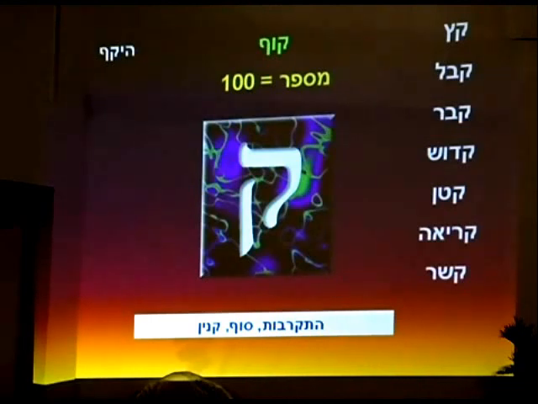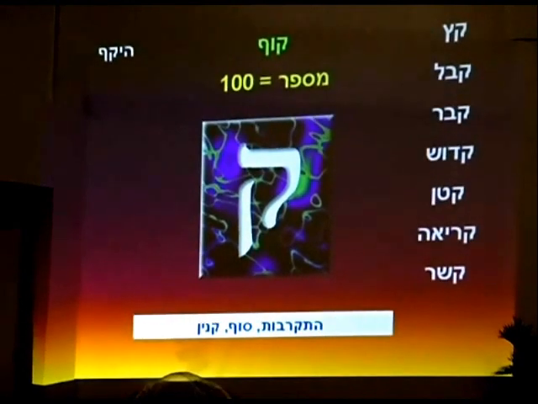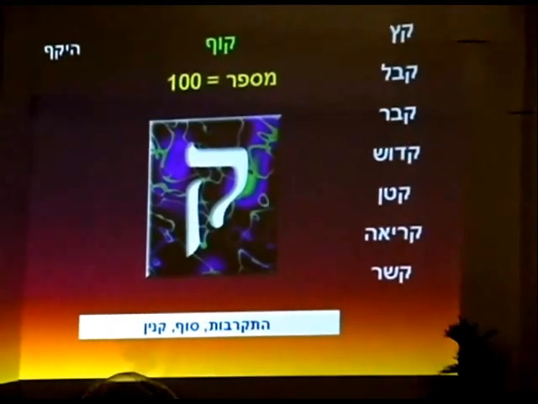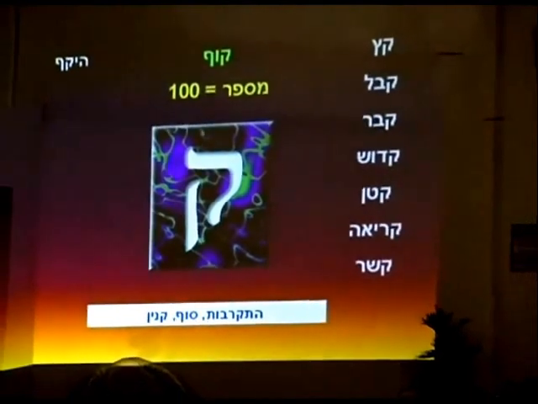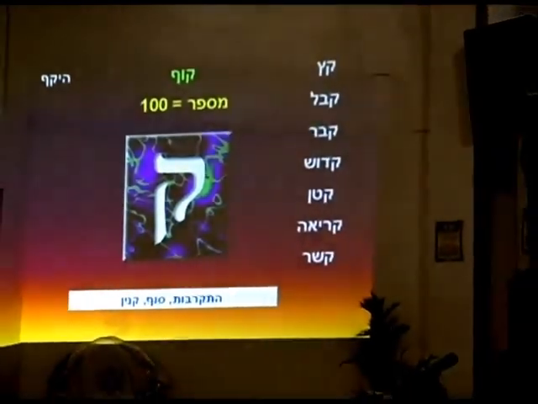Kever, beginning with a kuf. It's on the ground, right? It's the end. It has acquired the body or something. Kadosh, being holy, which also has to do with closeness, being closer to Hashem. Katan, small. What does small have to do with getting close? Well, he's closer to the ground.